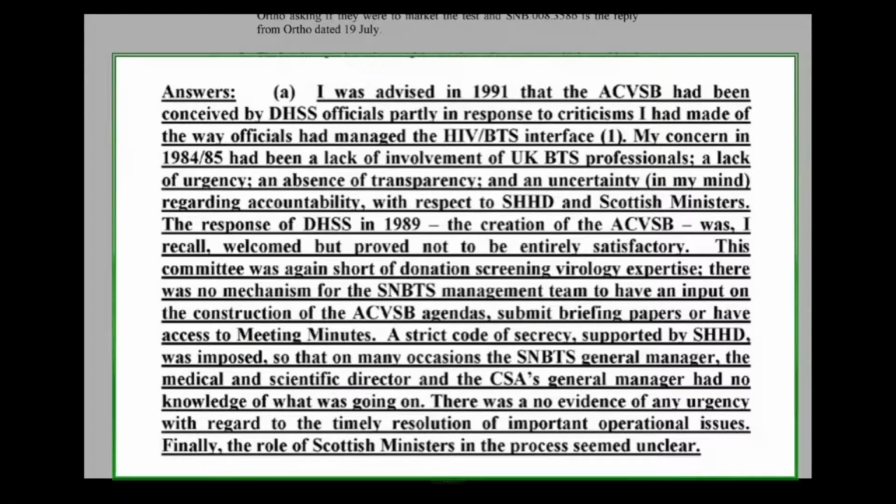A strict code of secrecy supported by SHHD was imposed, so that on many occasions the SNBTS General Manager, the Medical and Scientific Director, and the CSA's, that's Common Services Agency, Ms. Scott referred to that yesterday, General Manager had no knowledge of what was going on. There was no evidence of any urgency with regard to the timely resolution of important operational issues. Finally, the role of Scottish ministers in the process seemed unclear.